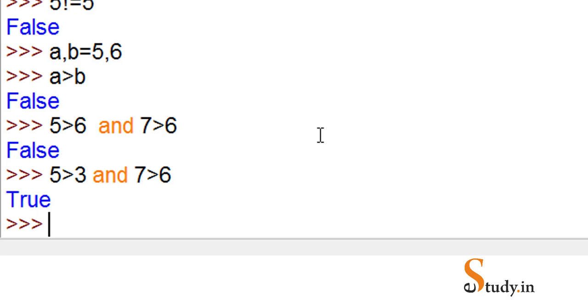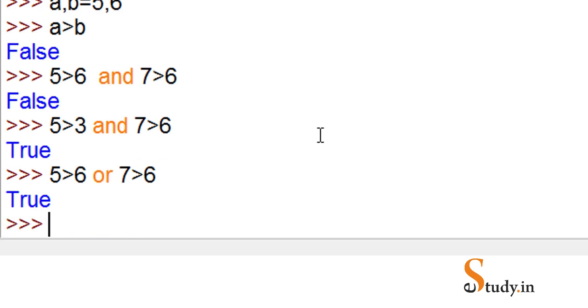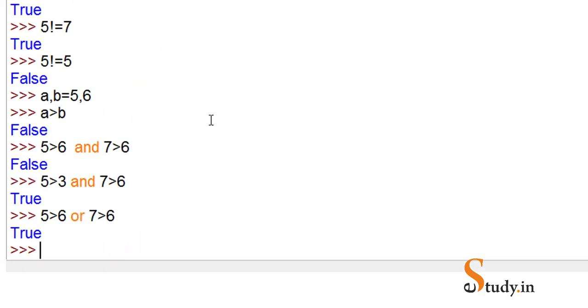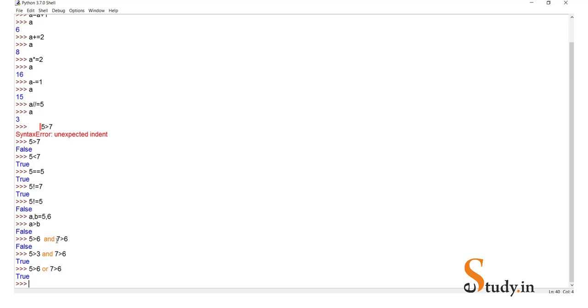In the case of or, it is opposite. Or would be true even if one of the conditions is true. So if we write the same example, 5 greater than 6, or 7 greater than 6. In this case the first condition is false, but the second condition is true, and we are using or here, so the answer would be true. Even if one of the conditions is true, the final answer would be true in case of or. So this is how the operators work. We have covered relational operators, or comparison operators as they are called in Python. We have covered Boolean operators, and and or.